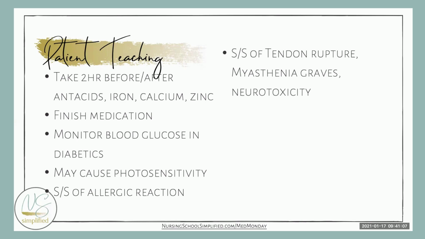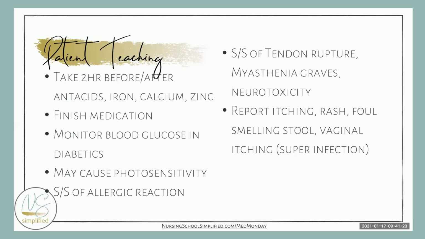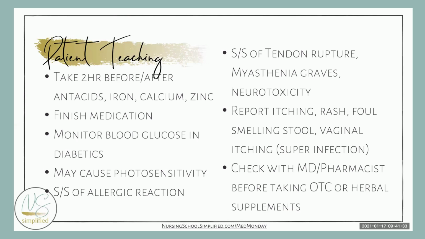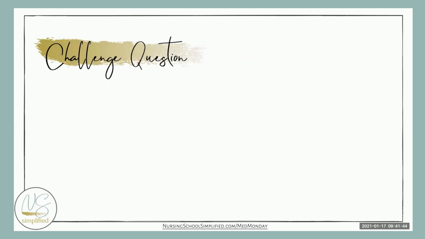We want them to know signs and symptoms of tendon rupture, myasthenia gravis, or neurotoxicity, especially in our patients who have neuropathy. It can affect them a little bit more. And we want them to report any itching, rash, foul-smelling stool, or vaginal itching, which can indicate superinfection. And we, as always, want them to check with their physician or pharmacist before taking any other over-the-counter or herbal medications and supplements. So that's it.